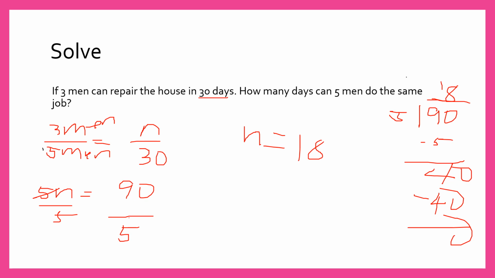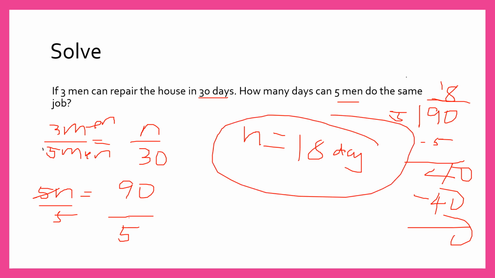If you have more men, you can work for fewer days. If you have 5 men, like here, for 3 men, they work for 30 days. But if you have 5 men, you can make it in only 18 days. All right? Any questions? Okay.